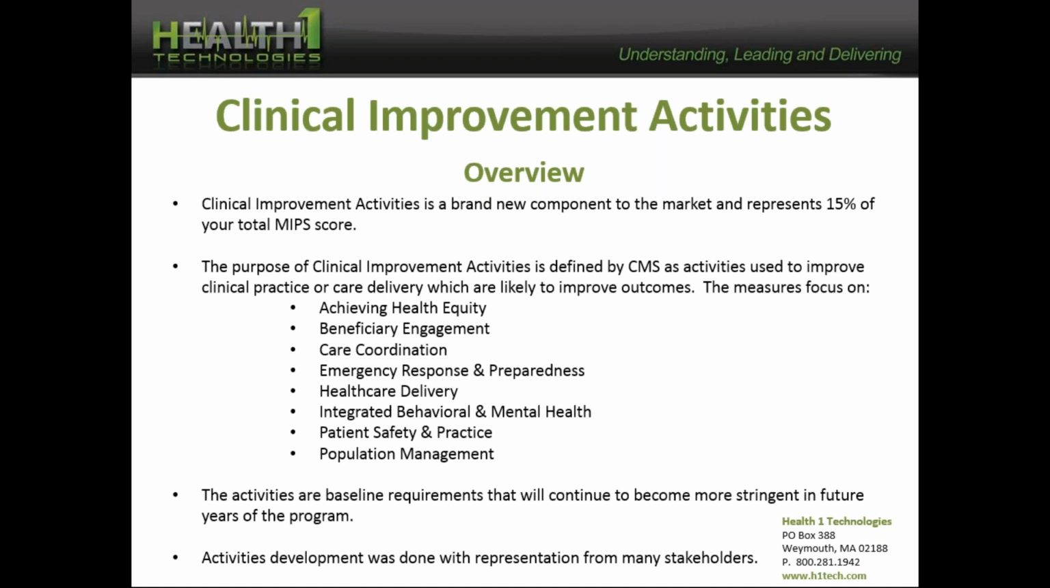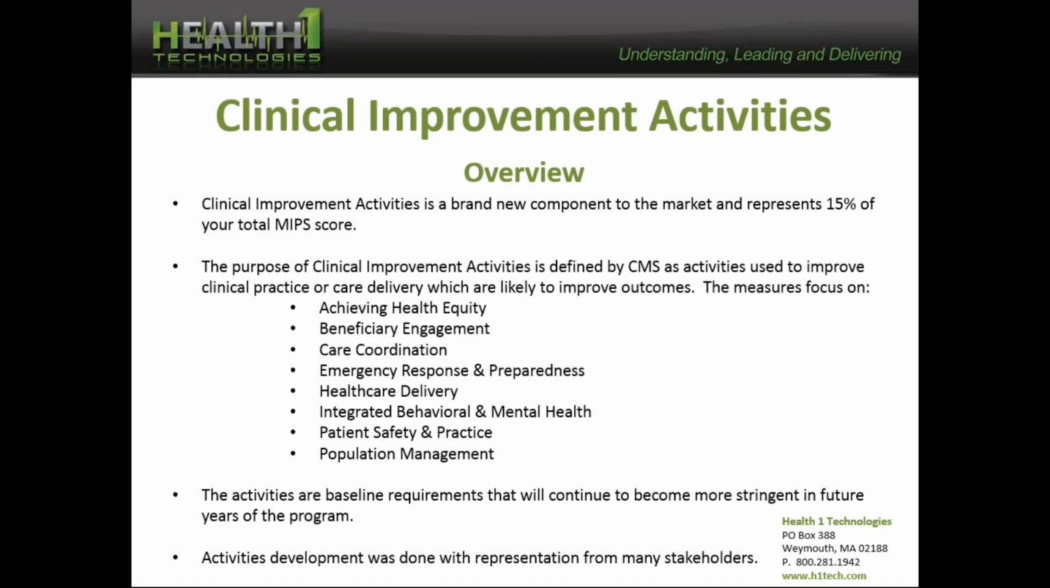CMS has kind of defined what they want to do with clinical improvement activities. And there's a couple of key areas that the measures are focused around. And I've bulleted those out on the screen. I'm just going to kind of quickly go through them and mention what they are. Achieving health equity. This is basically closing the gap between poor and different classes of healthcare that are delivered out there. And beneficiary engagement, engaging our patients in what we do.